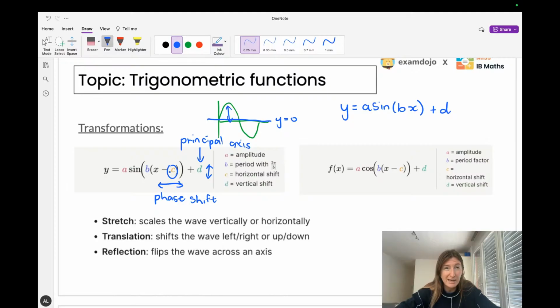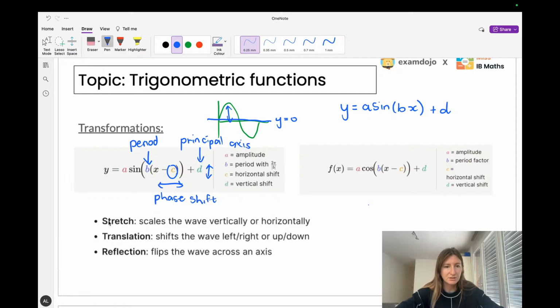But for AA and AIHL, then you do need the phase shift. So that's just left or right. This is up or down. B is our period of the graph, so how long it takes to repeat itself. And we're going to be calculating that with some formulas. So to find B, well, we'll come to that later. I don't want to overload you.